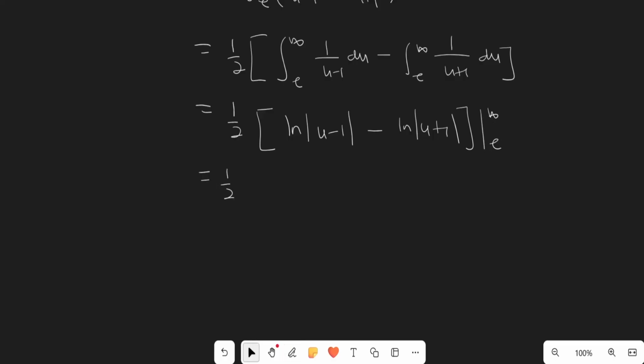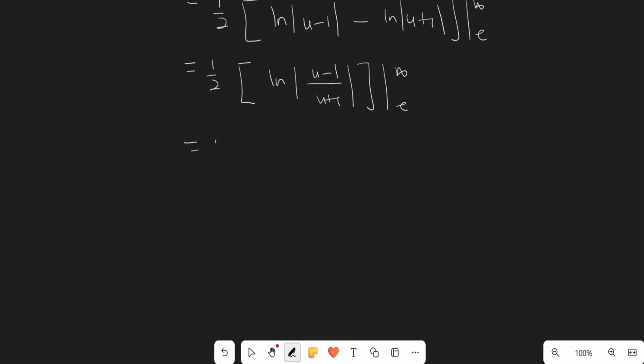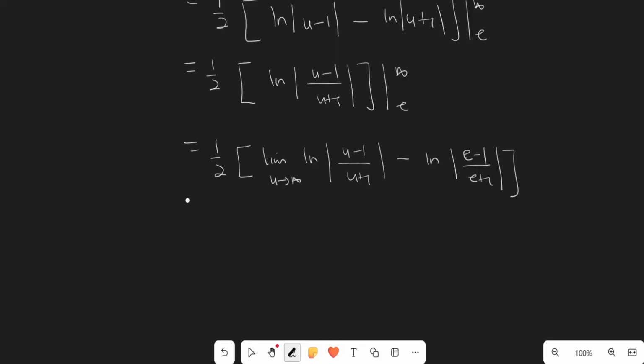So that is equal to 1/2 of the natural logarithm of u minus 1 over u plus 1, using the laws of logarithm, and then we are going to integrate from e to infinity. We can plug in our limits now. So 1/2, and this one I'm going to use the limit as, let's say, u approaches infinity of the natural logarithm of u minus 1 over u plus 1, minus you plug in your lower limit, that is the ln of e minus 1 over e plus 1, like this.